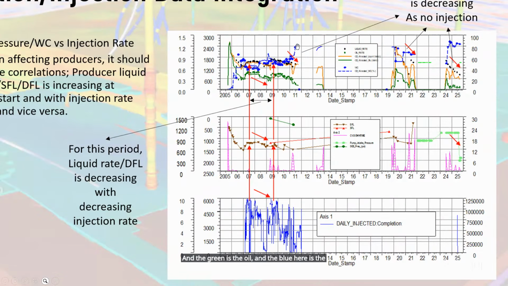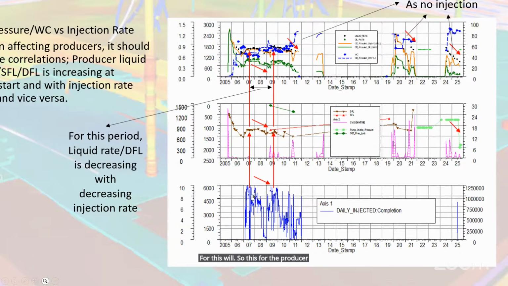is the water. And we can see here we have the DFL, the brown here is the DFL. And after installing the ESP in this well, we have been recording the intake pressure for the ESP. Also, we have the SGS, or the static pressure survey, for this well. So this is for the producer. About the injector, we have just the daily injection rate for the well.